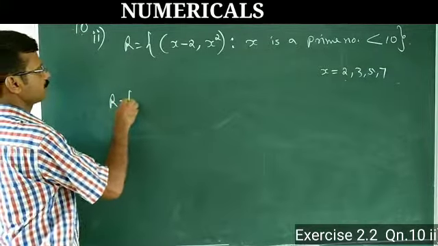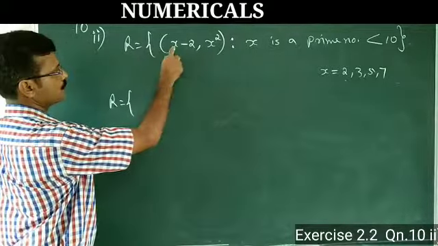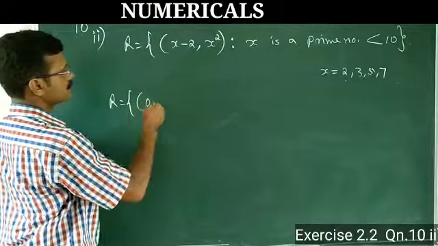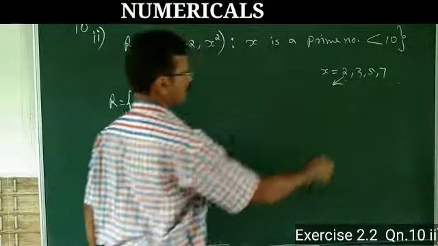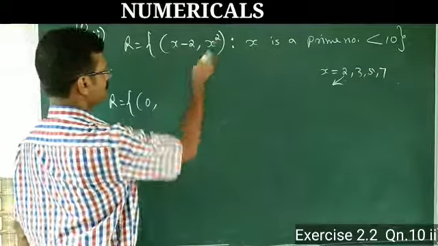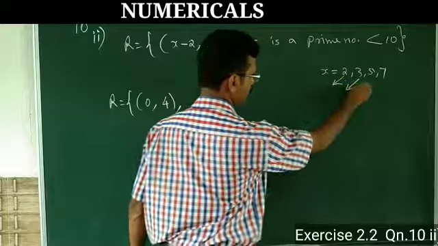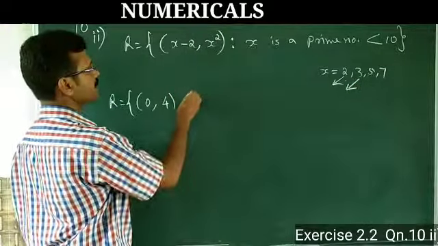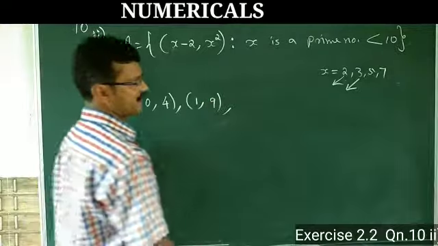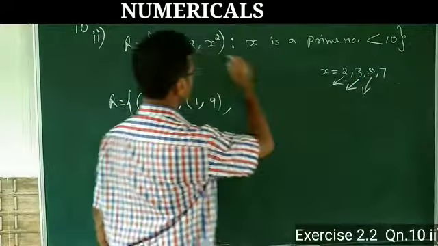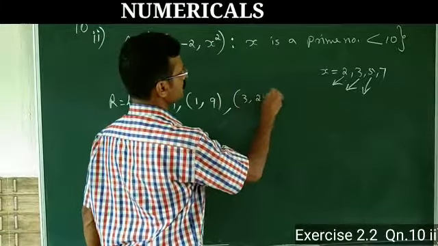First element of R: in place of x you put 2. So 2 minus 2 is 0, and 2 square is 4. With 2 substituted, now I will go for 3. If I put 3 here, 3 minus 2 is 1 and 3 square is 9. Now with 5, 5 minus 2 is 3, and 5 square is 25.